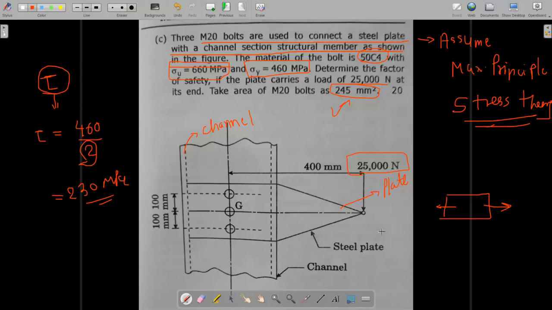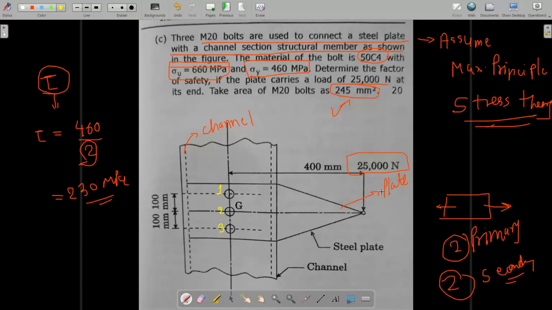So there will be two stresses. One will be the primary stresses, and the second will be the secondary stresses due to eccentricity. What is the primary and what is the secondary? We will see one by one. Here the method starts. First give the numbering: this is the first bolt, this is the second bolt, this is the third bolt.